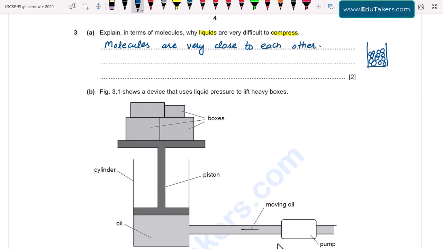And the second reason is that there are large repulsive forces between these molecules. So when there is a large amount of repulsive forces, it is very difficult to compress it. And I write here repulsive forces are very large between the molecules.